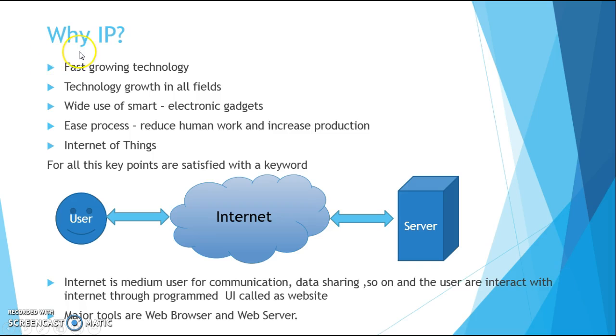Now we will see why we are going to study IP. IP is mainly for computer science students to develop their skills in developing a web page and to know about servers and browsers. The first point is fast growing technology. Technologies are growing rapidly without any interruption, and we should not stay behind the screen. We should go forward and connect to the real world through the internet. Then only can we know about the new technologies coming in each field.